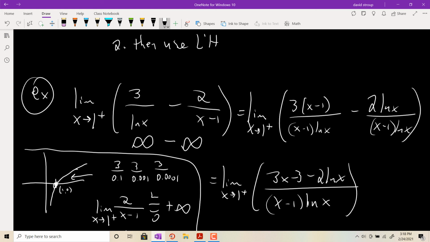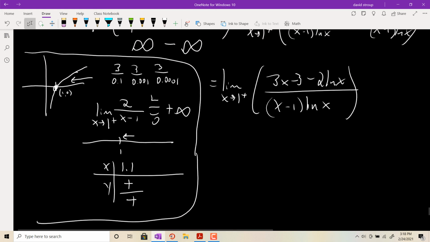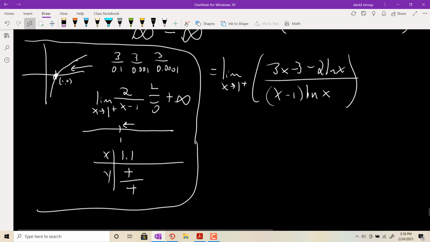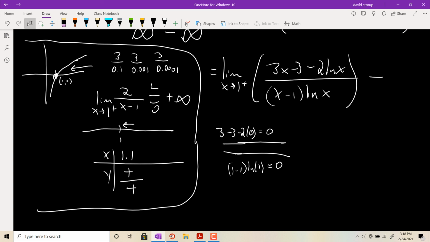And then investigate the form. In the numerator, I'll have 3 minus 3 minus 2 times ln of 1, which is 0, so that'll end up being 0. And then in the denominator, I'll have 1 minus 1 times ln of 1, which of course is 0. So it's 0 over 0 form. What does that mean? That means do L'Hopital's.